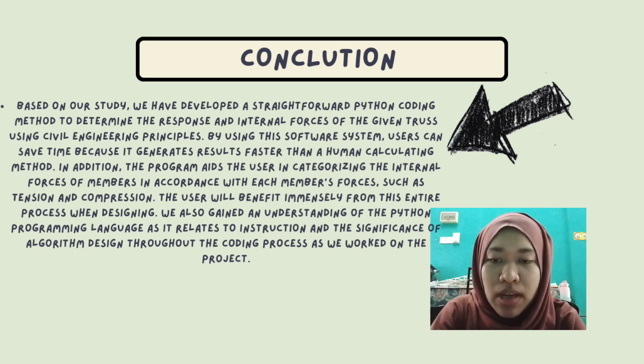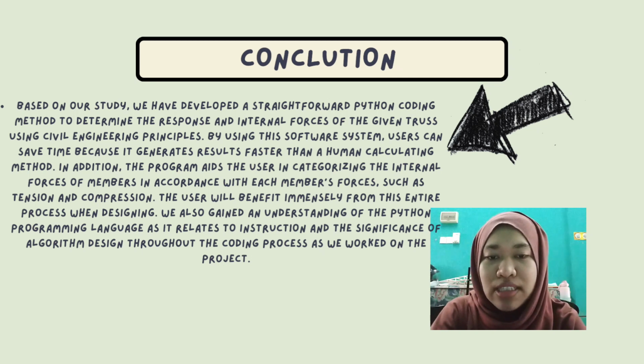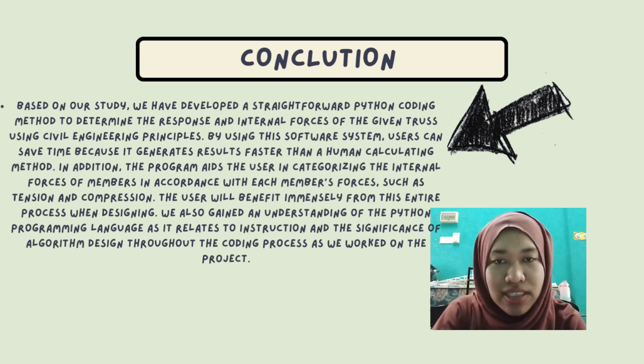Okay, for our conclusion, based on our study, we have developed a straightforward pattern coordinate method to determine the response and internal force of the given truss using civil engineering principles. By using this software system, users can save time because it generates results faster than a human calculating method. In addition, the program aids the user in categorizing the internal force of members in accordance with each other, such as tension and compression.